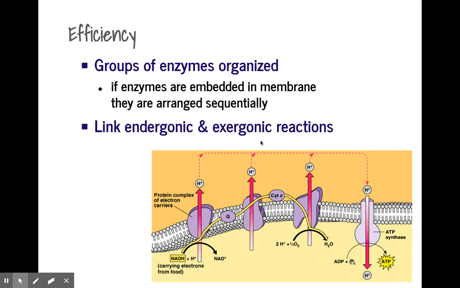Now, these groups of enzymes are organized. So if the enzymes are embedded in a membrane, they are arranged sequentially. They link endergonic and exergonic reactions, just like the production of ATP and ADP. That is an endergonic and exergonic reaction. In this example here, we're looking at the cell membrane and how this series of proteins helps to make our ATP, as we said.